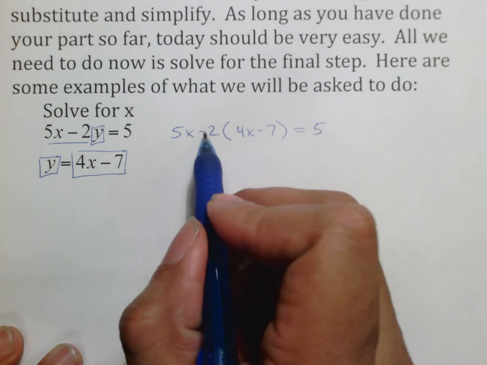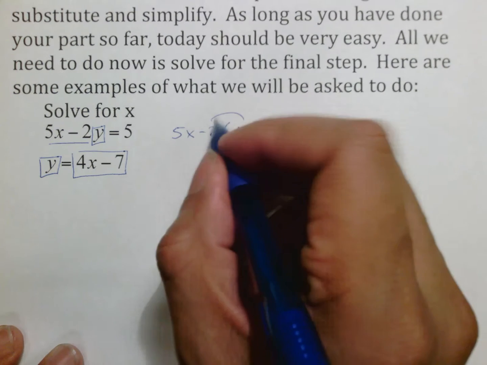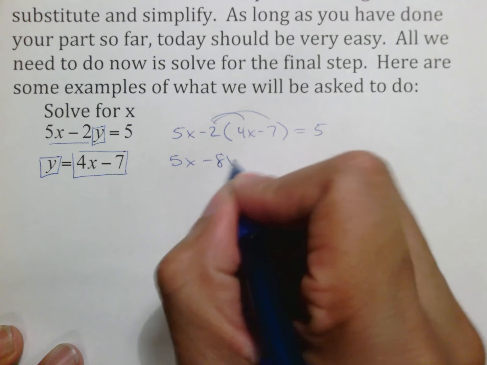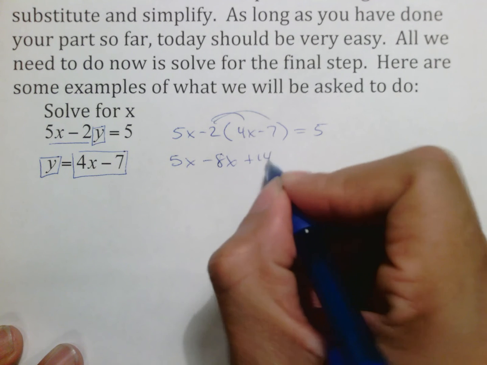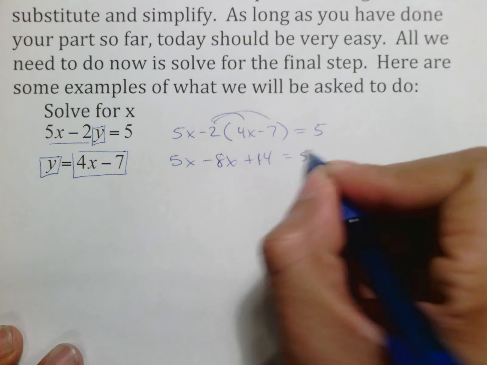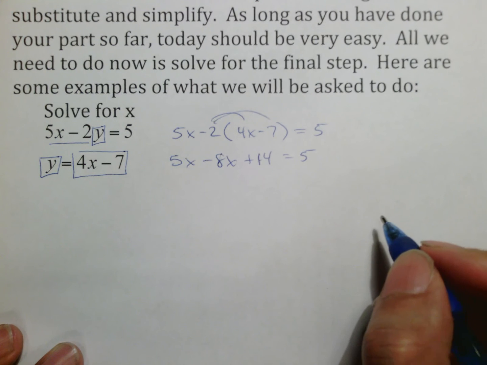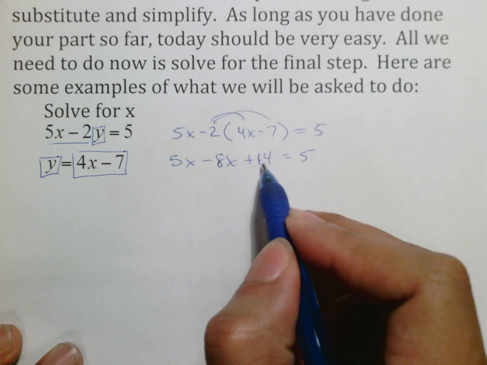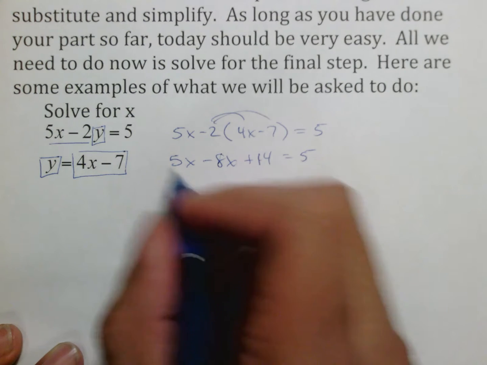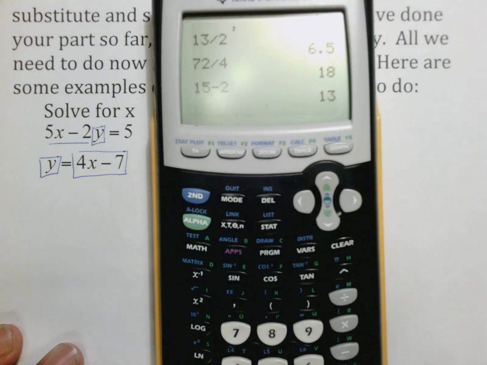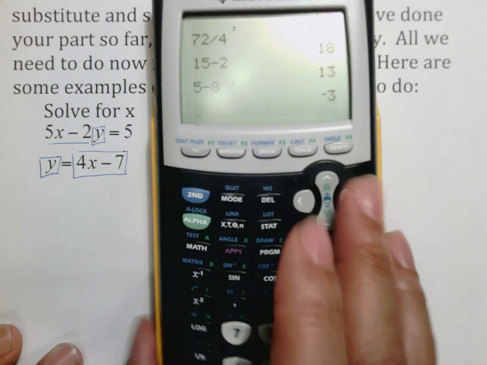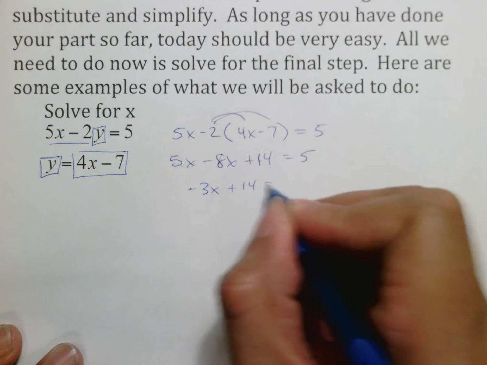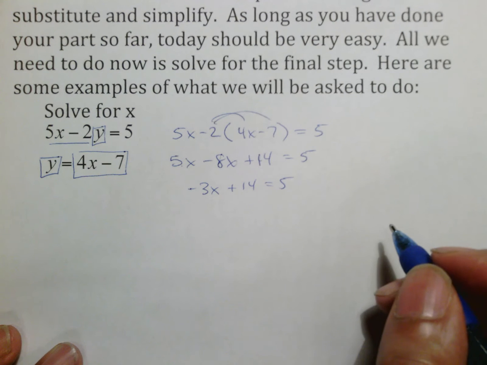We then have to be careful because this 2 is negative, and when you distribute that 2, you have to remember that it's negative. So we get 5x minus 8x plus 14 equals 5. Alright, so 5x minus 8x, don't forget that's a negative times a negative, which makes positive 14, equals 5. 5x minus 8x, if you don't know what it is, just again use your calculator to try to help you out. That's negative 3x plus 14 equals 5.